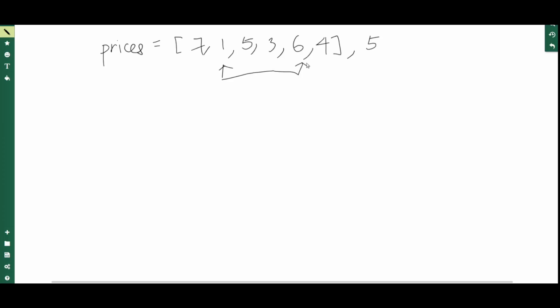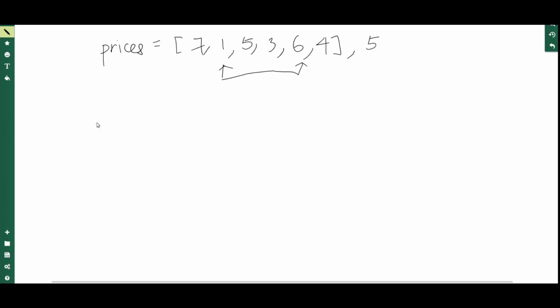So we're given an array where prices equal to 7, 1, 5, 3, 6, 4. And we know that the output of this, the answer, should be 5, where it's the difference between this and this. So how can we solve this?